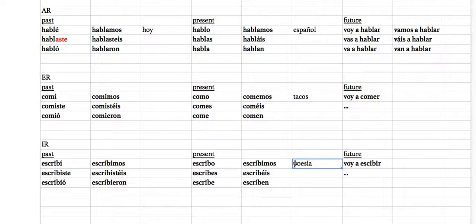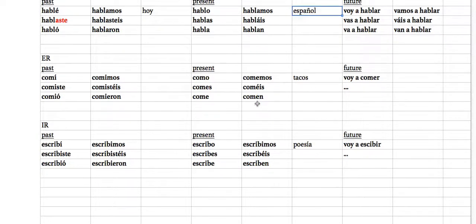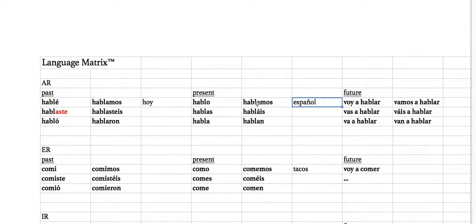¿Escribes poesía, Dorothy? ¿Comes tacos? ¿Hablas español? Are you gonna speak Spanish? ¿Vas a hablar español? Gonna eat? So on and so forth, right? So take this and you can practice writing, practice expressing thoughts.